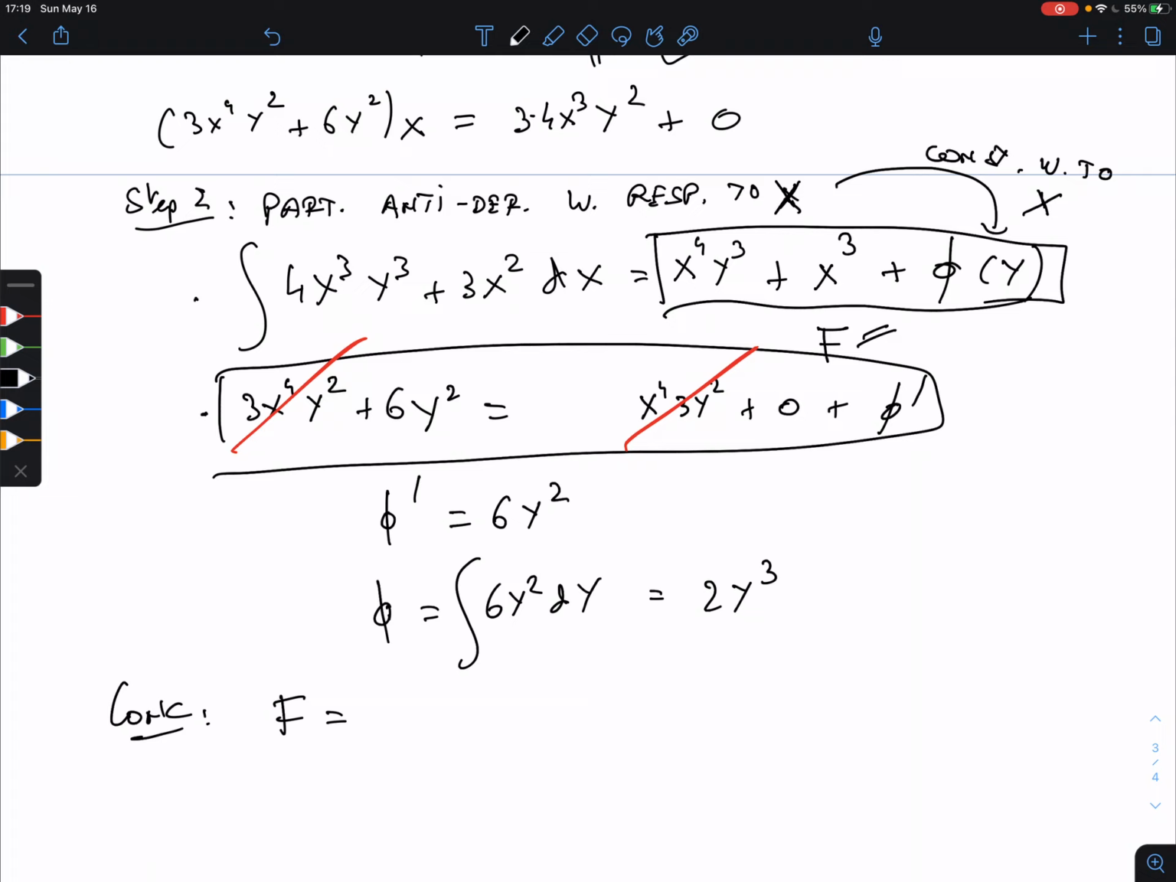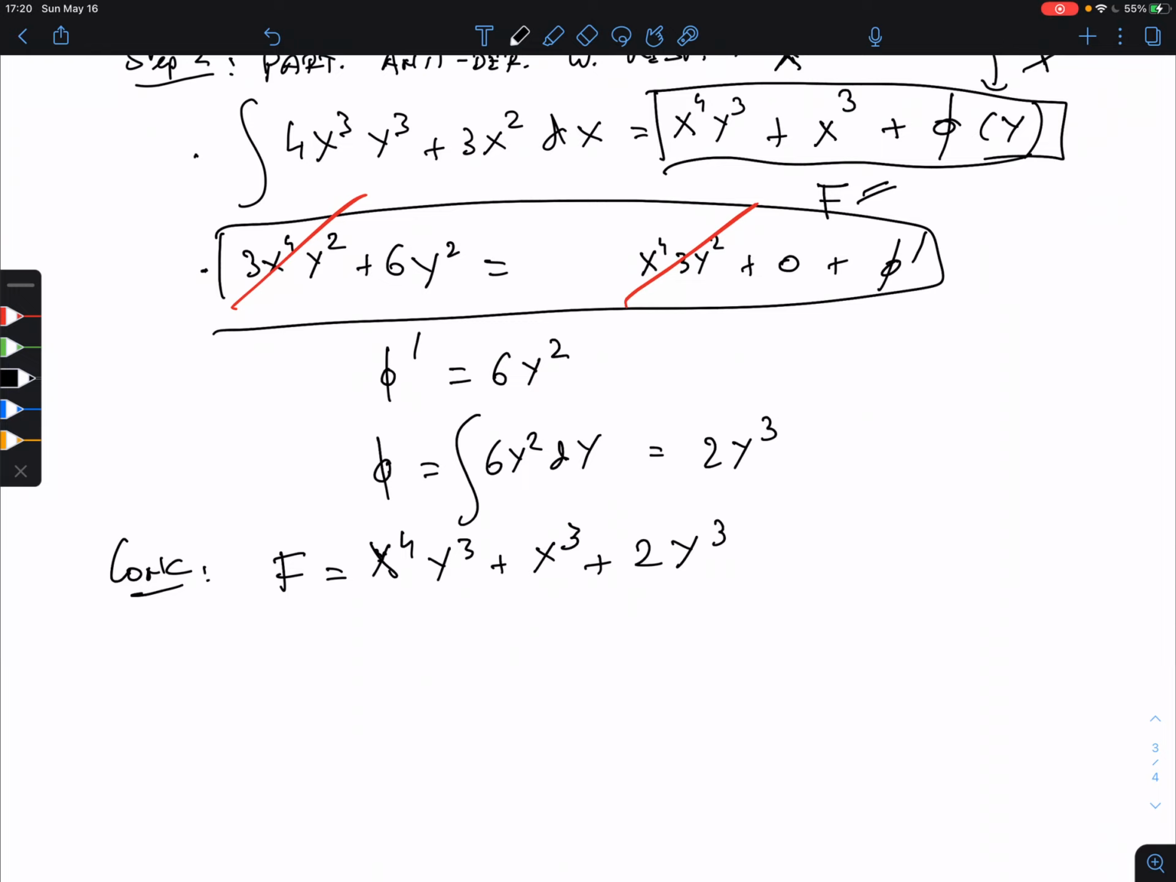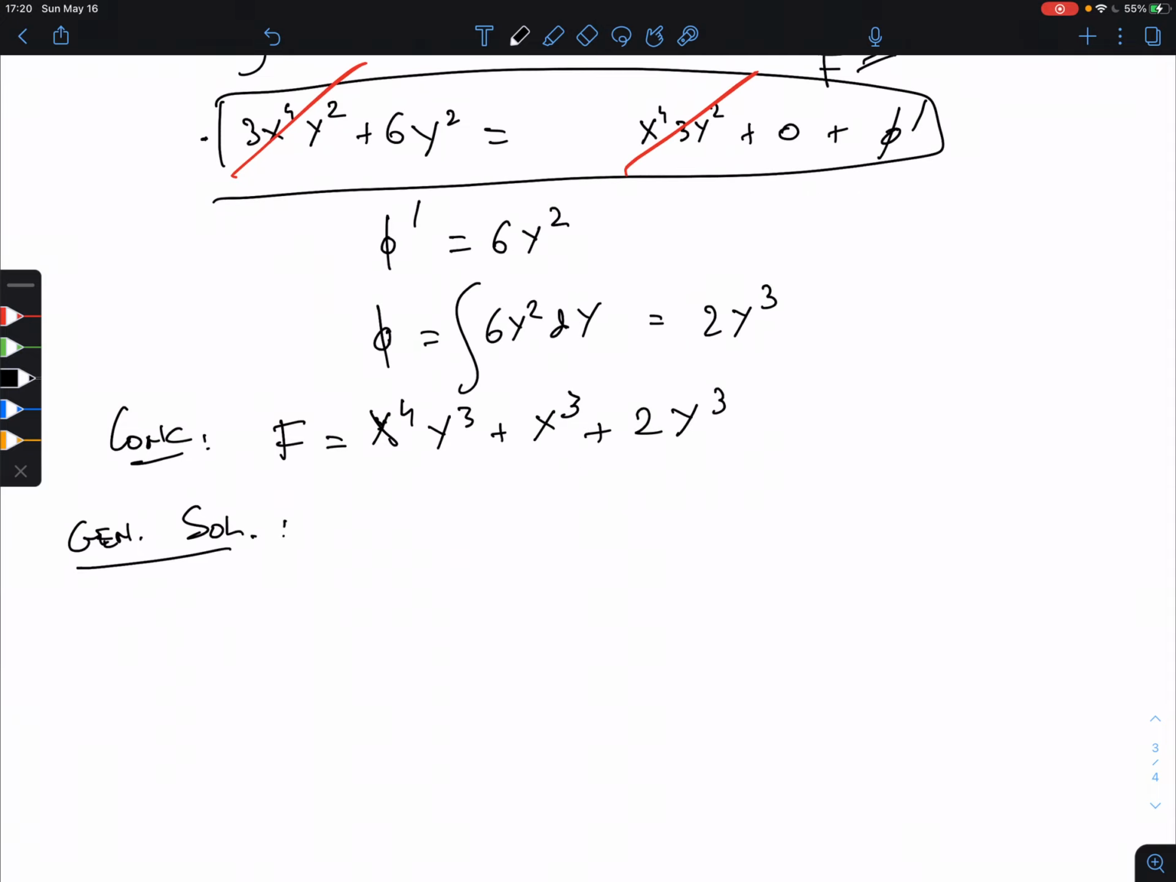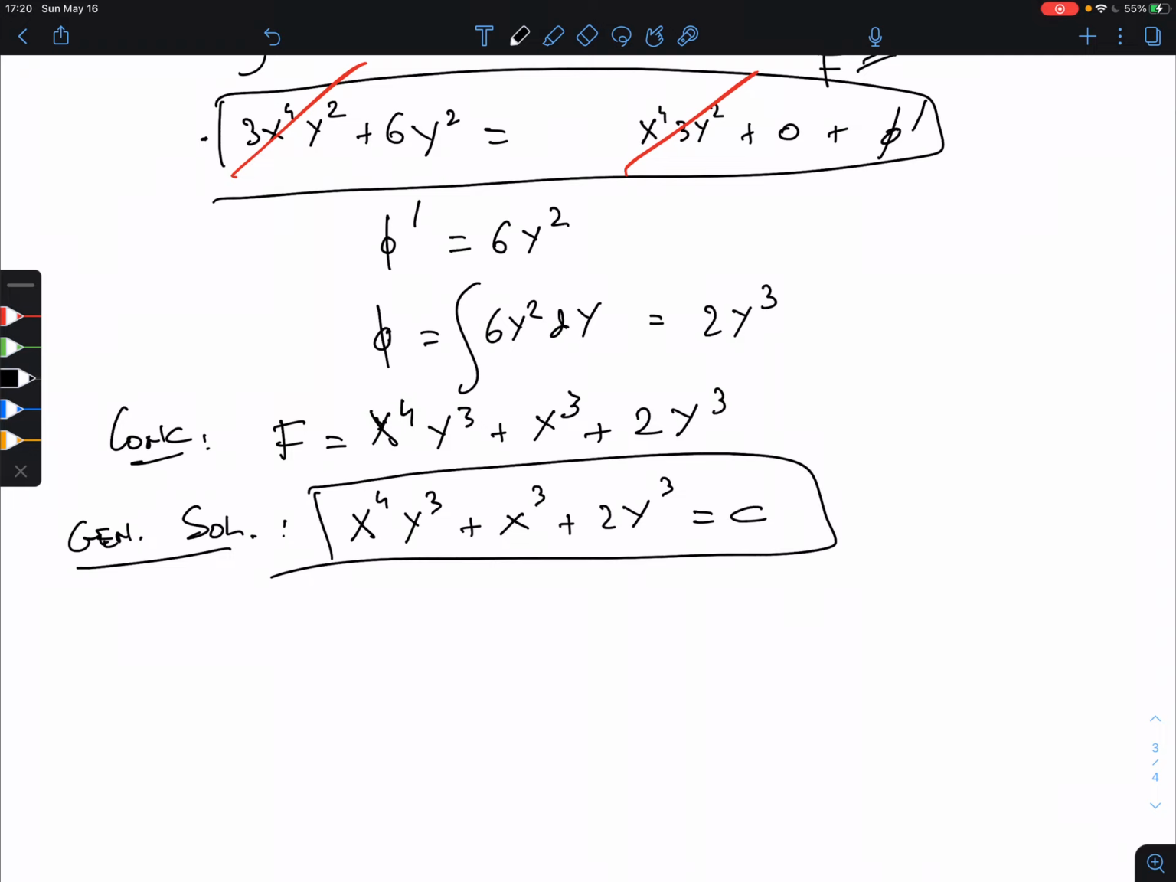capital F is equal to x to the fourth y cubed plus x cubed. We have now everything, right? We knew this part already, but now we also know what phi is. Phi is 2y cubed. That is F, and so the general solution, which is also part of the theory that I'm not going to explain, but you just accept, is putting this equal to a constant. x to the fourth y cubed plus x cubed plus 2y cubed equals a constant. That is the general solution of our differential equation.